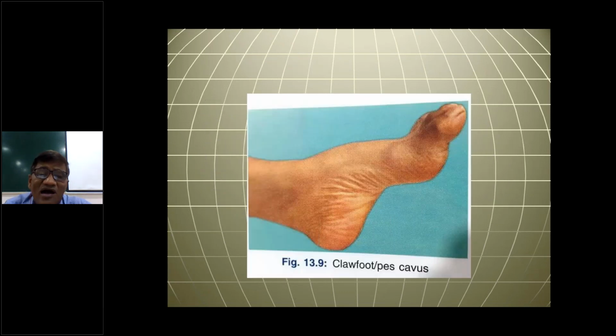Clawfoot. Almost the same, clawfoot or pes cavus. Okay, that's about the pes cavus.